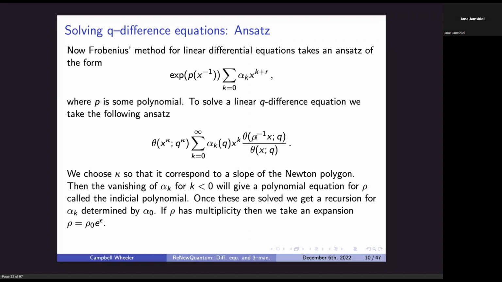And so that gives you some polynomial equation for this rho, and you can solve this. If the root of this polynomial that determines rho has multiplicity, you take some formal expansion here. So in the differential equation world, this would correspond to sort of logarithmic solutions around your point. And so this is the analog in the Q difference world.